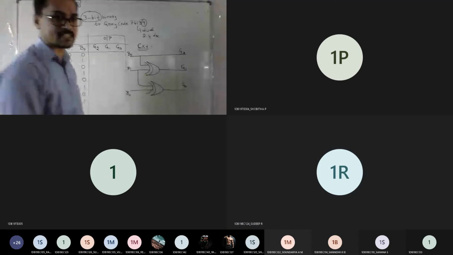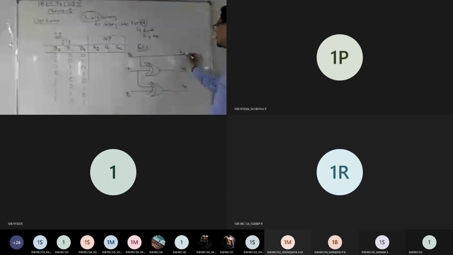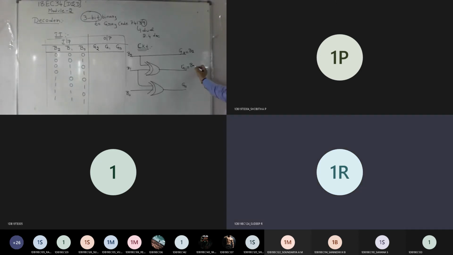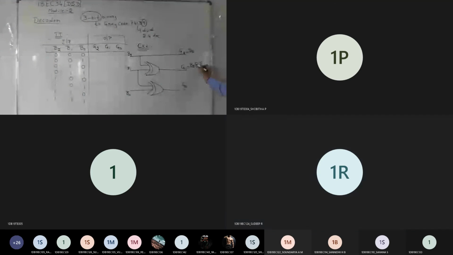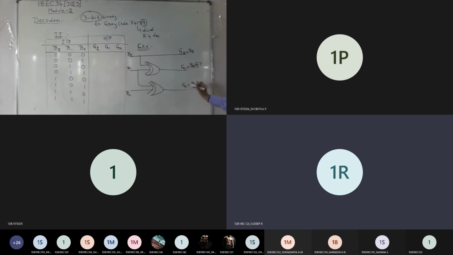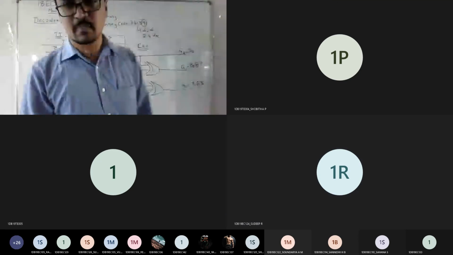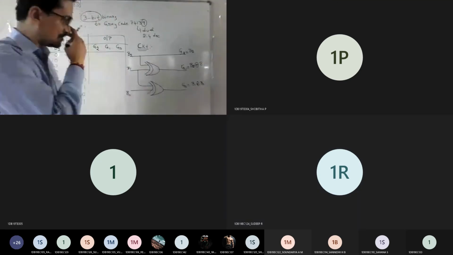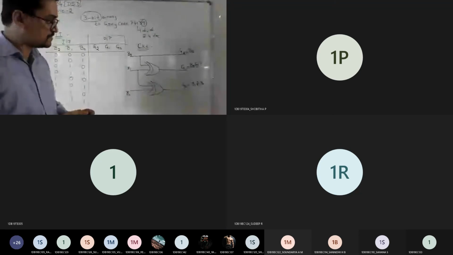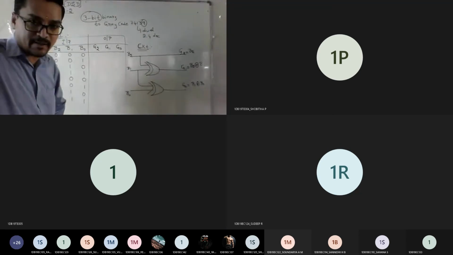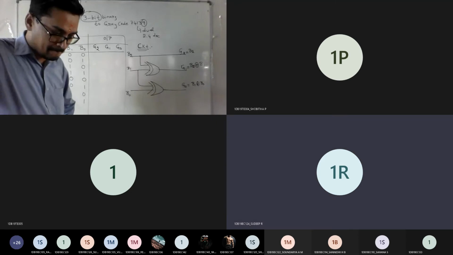Right? So from this, what is the expression now? What is G2 equals to? B2. And what is G1 equals to? B2 XOR B1. Then what about G0 equals to? B1 XOR B0. So any doubts, anyone till this point? Have you got the logic now how to fill the table? Am I clear, everyone? Yes, sir.